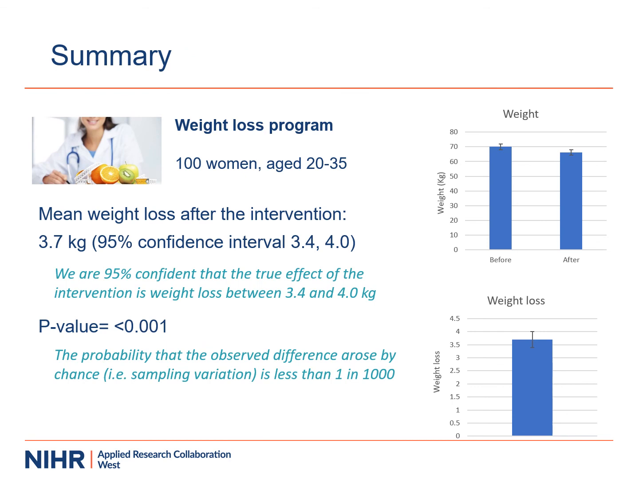So just to summarize, if these are our results and you would write this in a paper, this is how you would describe these results: that we are 95% confident that the true effect of the intervention is weight loss between 3.4 and 4 kilograms. And the probability that the observed difference arose by chance, i.e. sampling variation, is less than 1 in 1,000. So that's what the p-value shows us.